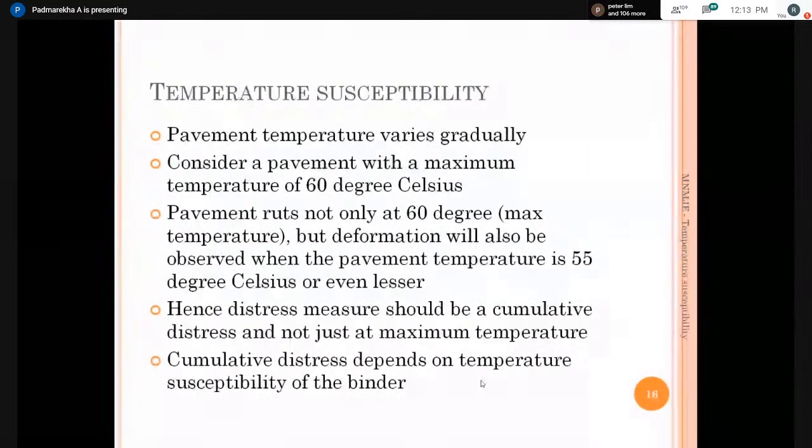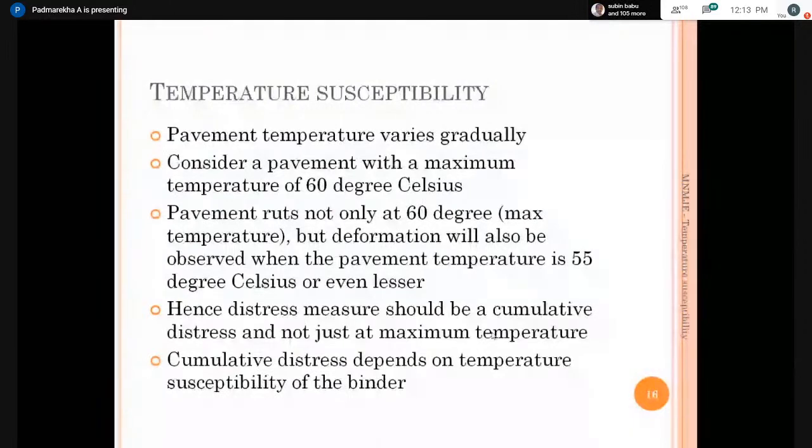You also have to know that the pavement temperature not only varies at the surface, it also varies as you go deep below. The surface temperature or the temperature at 10 mm below, 20 mm below will not be the same. So the temperature also varies along with the depth. Most of the code revisions consider the maximum temperature to grade the bitumen. Now you just consider a maximum temperature as 60 degrees. We use this for rutting characteristics.